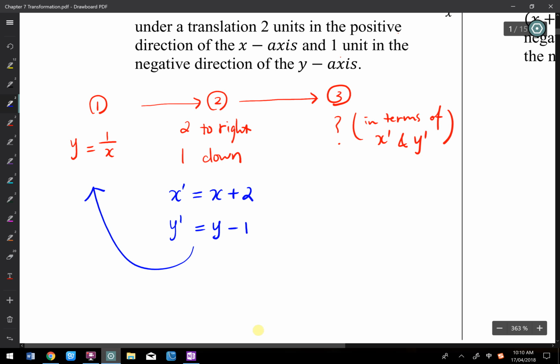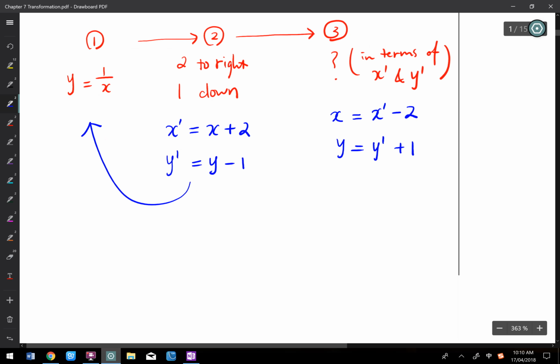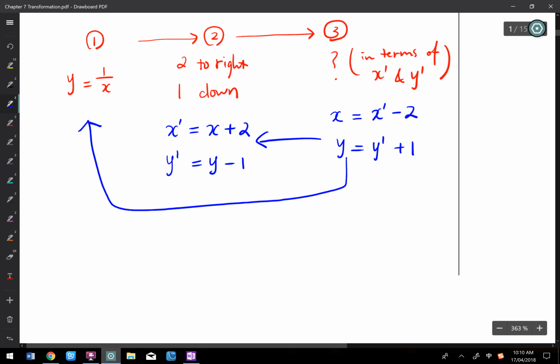So if I want to replace y in terms of y dash and x in terms of x dash, what I will do is make x the subject. x equals x dash minus 2, y equals y dash plus 1. They are equivalent. Now I can do the replacement in that equation. y will become y dash plus 1, x will become x dash minus 2.